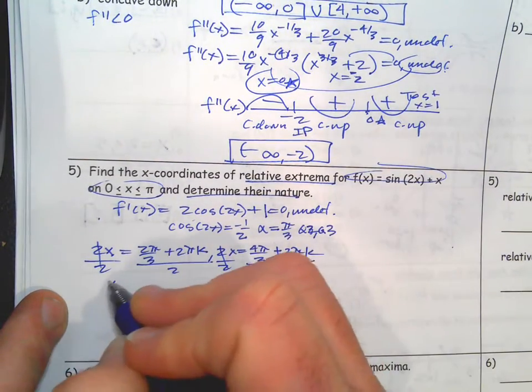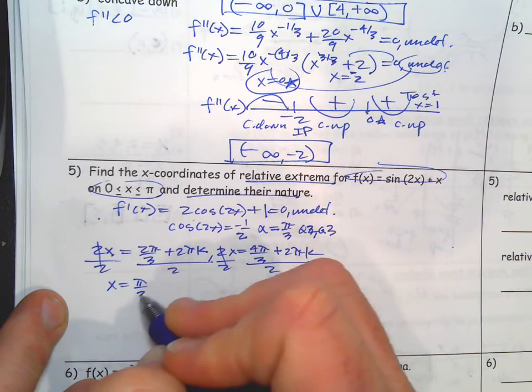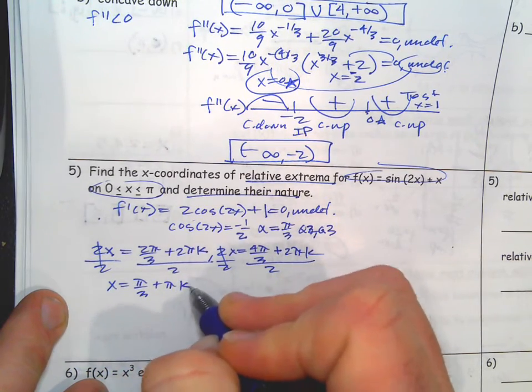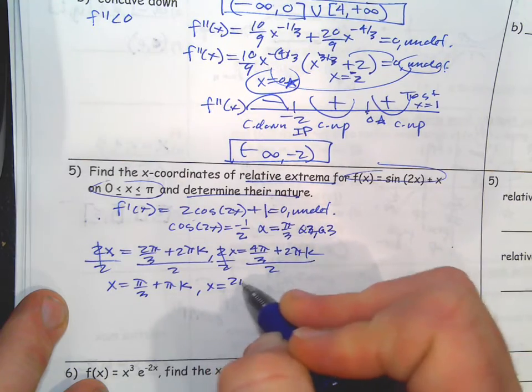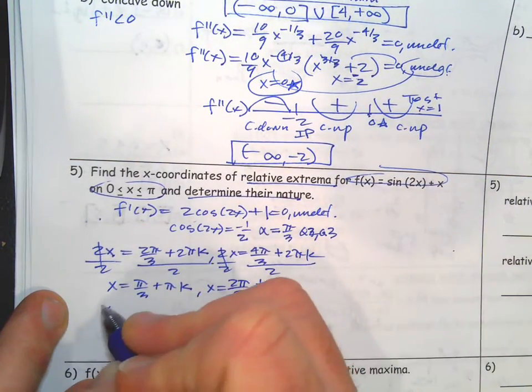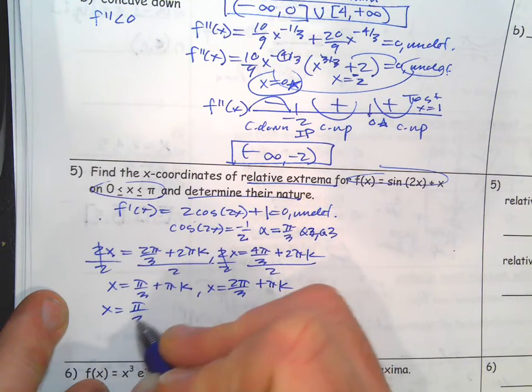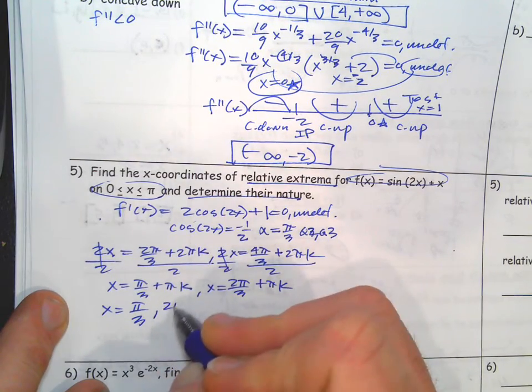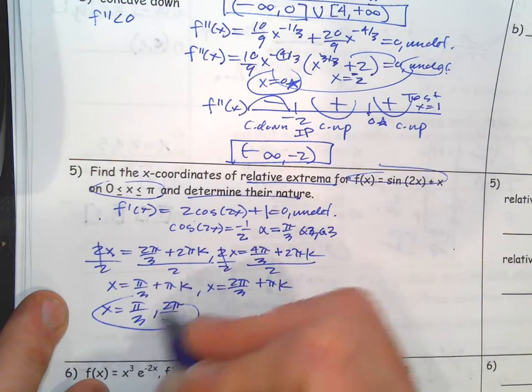Then I just show all my work. Pi over 3 plus pi k. 2 pi over 3 plus pi k. And so I'm going to get, now we're looking from just 0 to pi this time. So these are critical points.